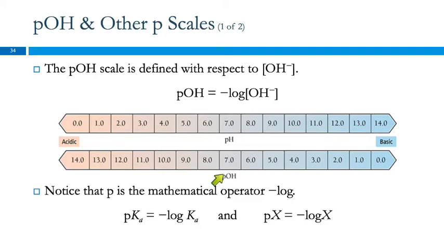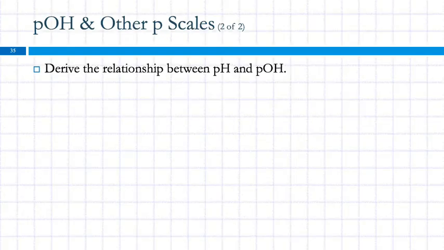And so we see here for the pOH values, those also range from 14 to 0, but they are opposite of the pH. One goes up when the other goes down, because the product of hydronium and hydroxide ion concentration is always 10 to the minus 14. Derive the relationship between pH and pOH.